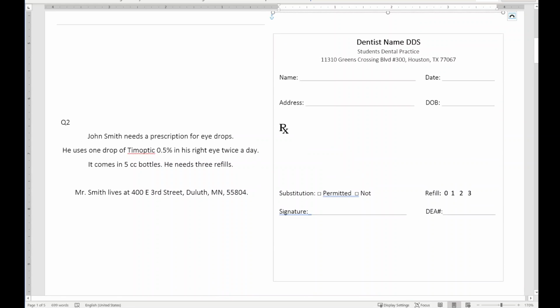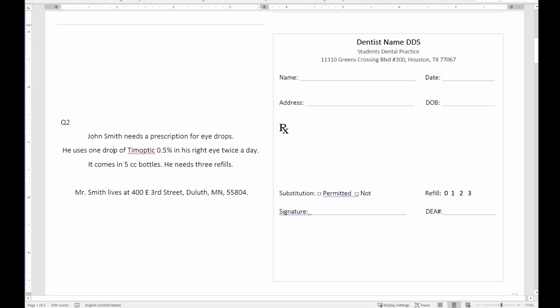Let's take the second example. Joan Smith needs a prescription for eye drops. Most probably definitely that's not in dentistry, but just to play with our work here, so we know how to write it. He uses one drop of Timoptic, which is 0.5%. That's the strength of the drop, in his right eye twice a day. That's how much they need it. It comes in 5 cc bottles, the Timoptic, and they need a refill for 3 times.